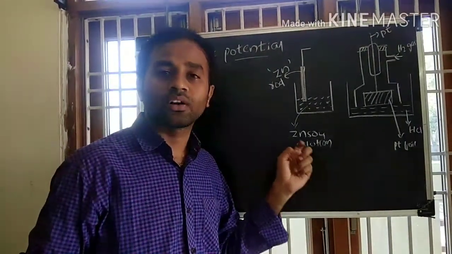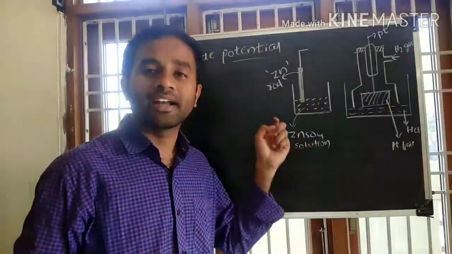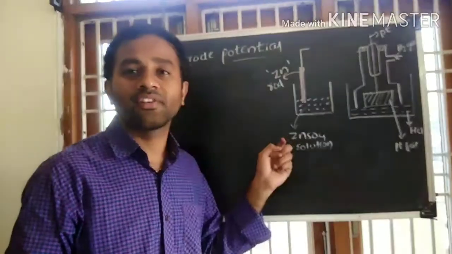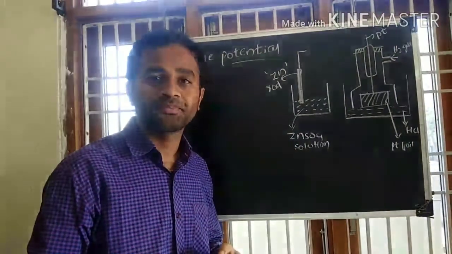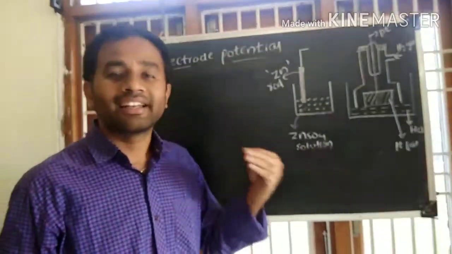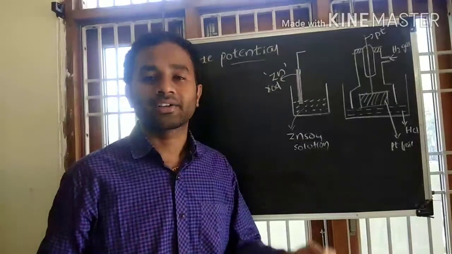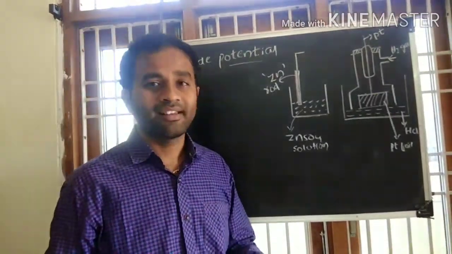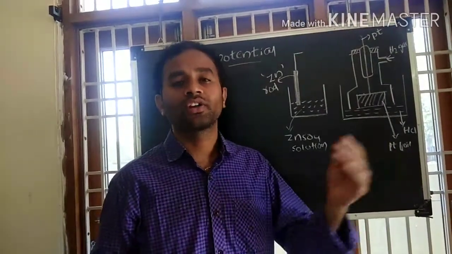either it will undergo oxidation by losing the electrons, or it will undergo reduction by gaining the electrons. So this tendency of an electrode to undergo oxidation is called oxidation potential, or the tendency of an electrode to undergo reduction is called reduction potential, right? So for a given electrode, always the reduction potential value is reverse to that of oxidation potential.